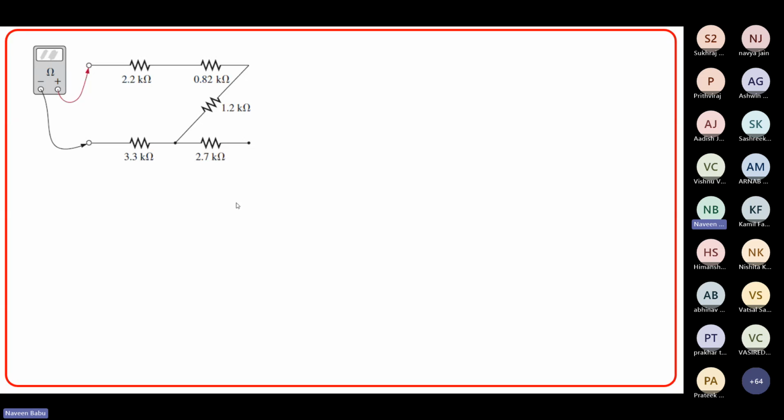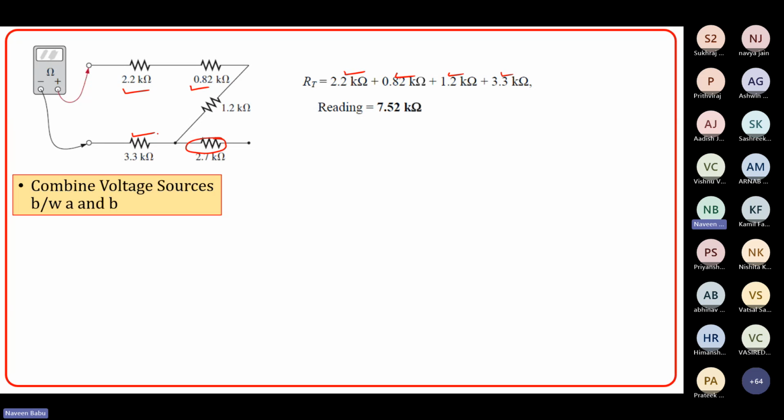All right. So coming back to the topic. Here again, this resistor will not contribute anything to your total equivalent resistor. So it is 2.2K, 0.82K plus 3.3K. So the total equivalent resistor is 7.52 ohms. So 2.2 plus 0.82 plus 1.2 plus 1.3, right? So all these four resistors.